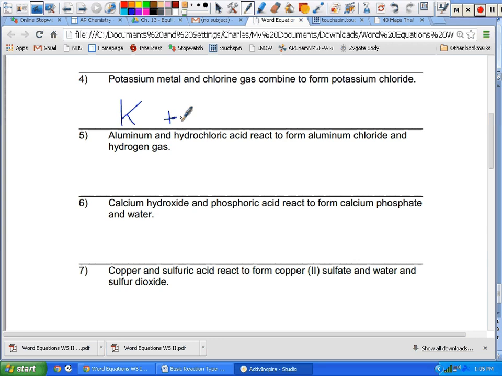Seth, chlorine gas. Cl2. Very good. So diatomic. Combine to form potassium chloride. Keely, what are you going to do there? It's a compound. What do you do with compounds? Check your charges. That crisscross thing. Why is it KCl? Where did your charges go? They're both 1s, so they cancel. 1 plus and 1 minus.